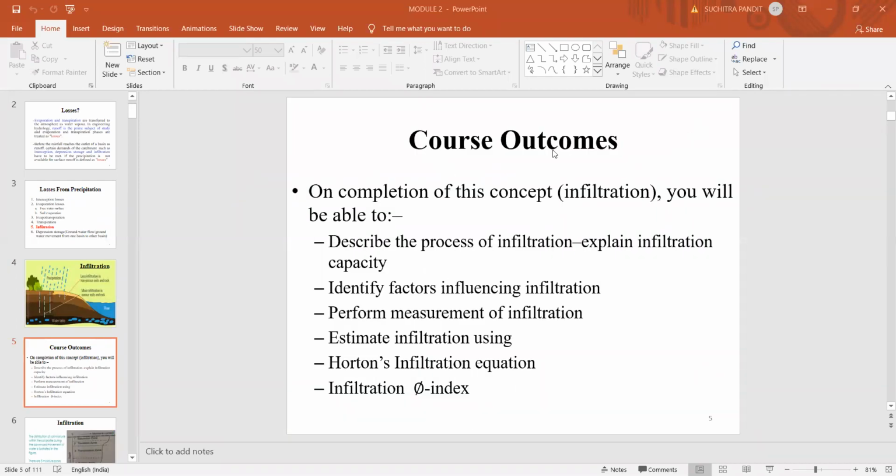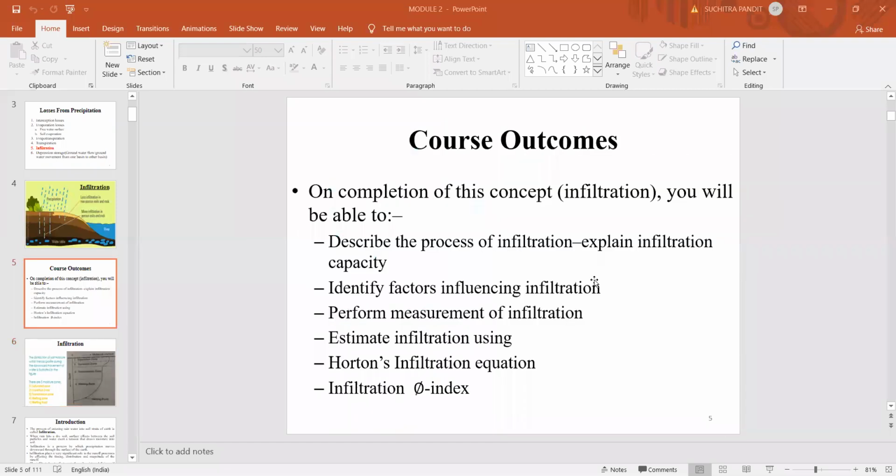Now, these are the course outcomes. On completion of this module, the students will be able to describe the process of infiltration, how exactly it takes place, and explain infiltration capacity, that is, the infiltration capacity of a particular area depending on the soil structure. Next, identify factors which influence the rate of infiltration. We can measure the rate of infiltration in a given area by auxiliary equipment like the double ring infiltrometer and single ring infiltrometer. We can also estimate infiltration using Horton's infiltration curve, and calculate infiltration indices. These are the course outcomes of this module.